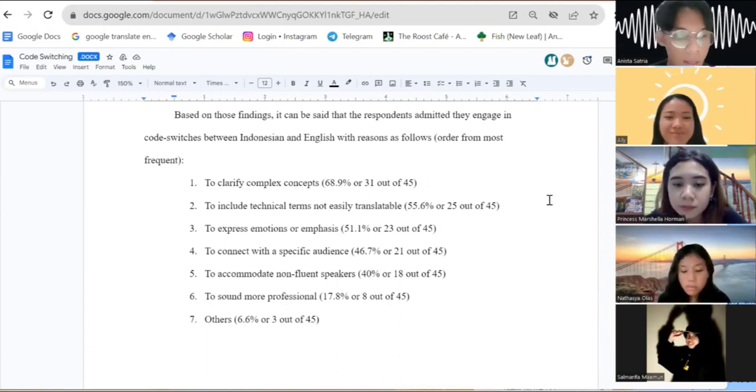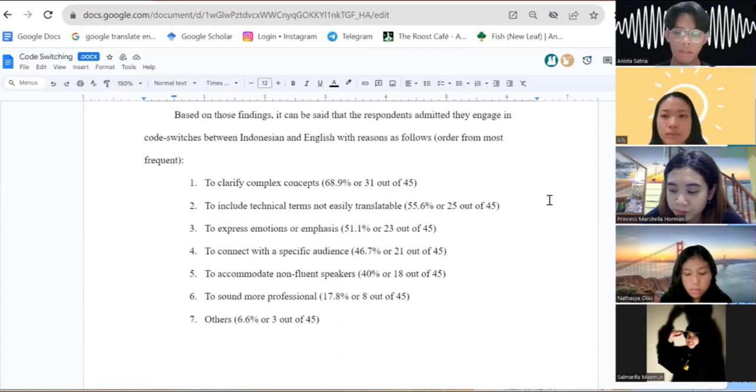First, yes, 7, but actually there are 9. So first is to clarify complex concepts as the major reason. To include technical terms that are not easily translatable is the second major reason. To express emotions or emphasis is the third major reason. And then to connect with a specific audience, to accommodate non-fluent speakers, and to sound more professional. And then the others are the minor reasons.